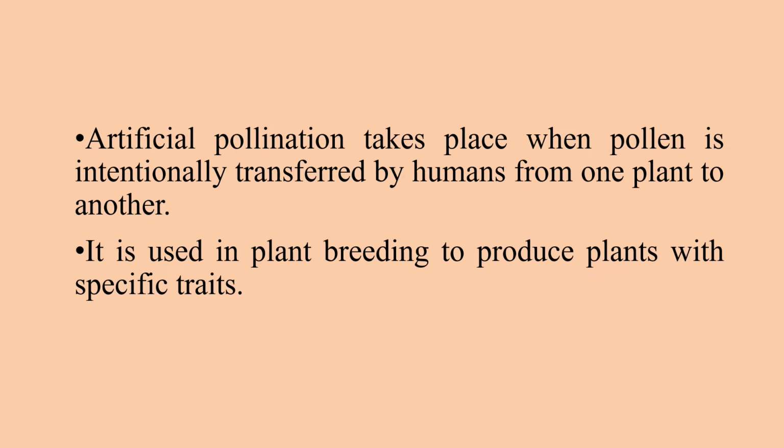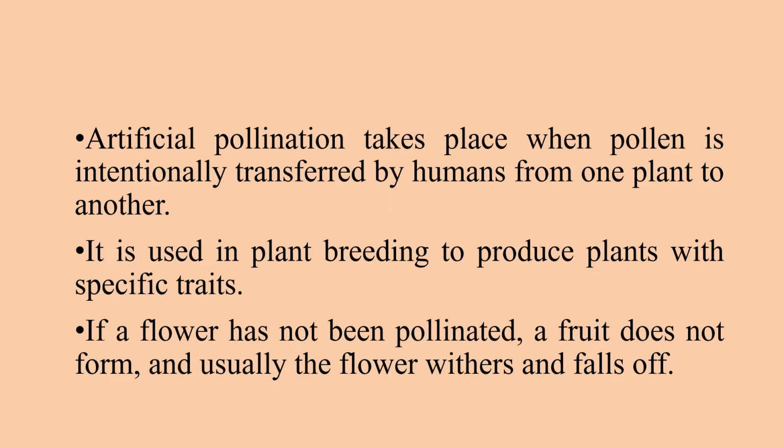It is used in plant breeding to produce plants with specific traits. If a flower has not been pollinated, a fruit does not form, and usually the flower withers and falls off.